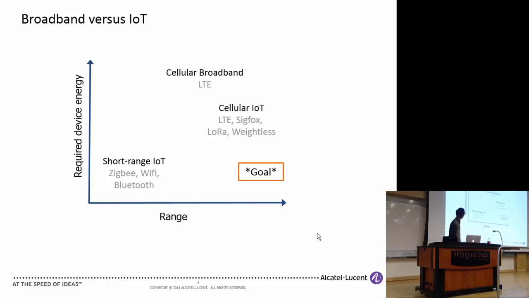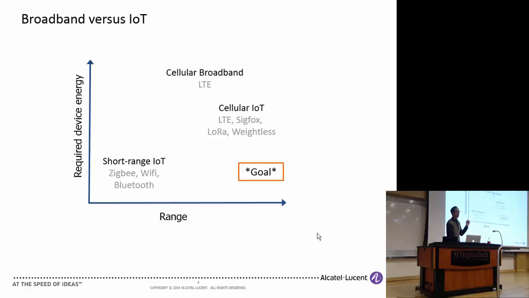say, three classes of communication systems. One is short-range IoT, where you could use the IoT device to communicate with a smartphone or a Wi-Fi access point. So here the range is relatively short, and then the device energy required to do the transmission is relatively low. Over here you have cellular broadband.